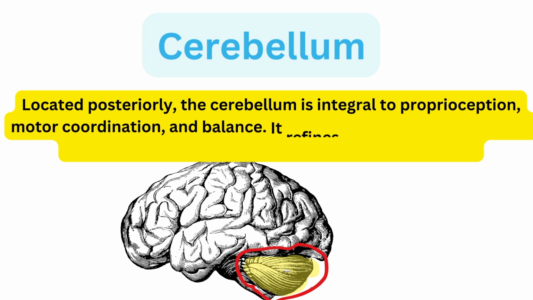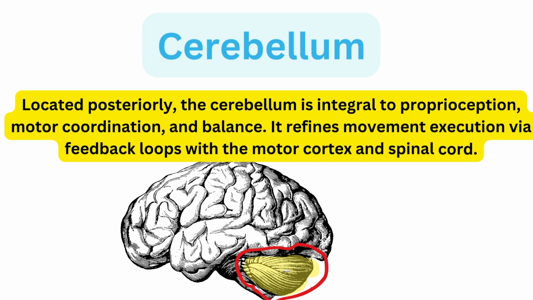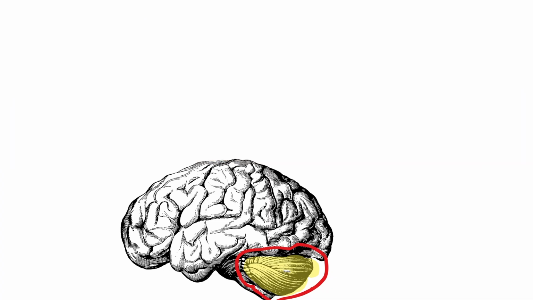Now, the cerebellum is located posteriorly. It is integral to proprioception, motor coordination, and balance. It refines movement execution via feedback loops with the motor cortex and spinal cord. Here we have it highlighted on an image of the brain.